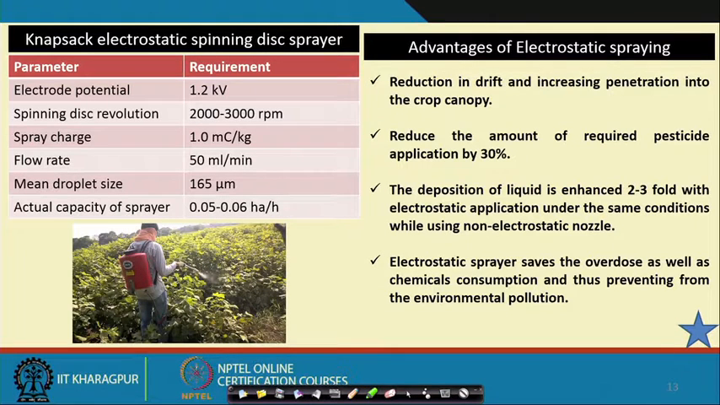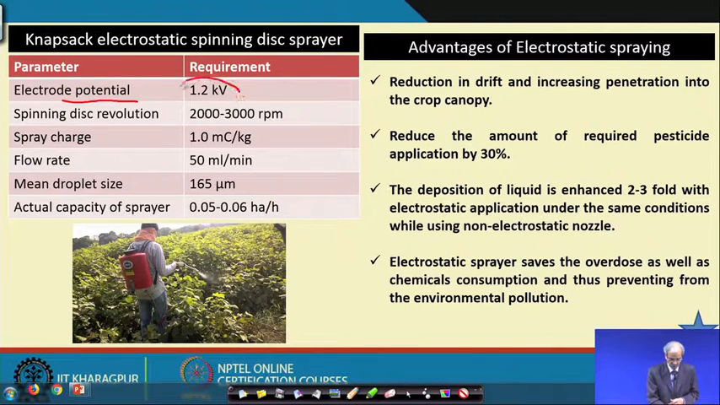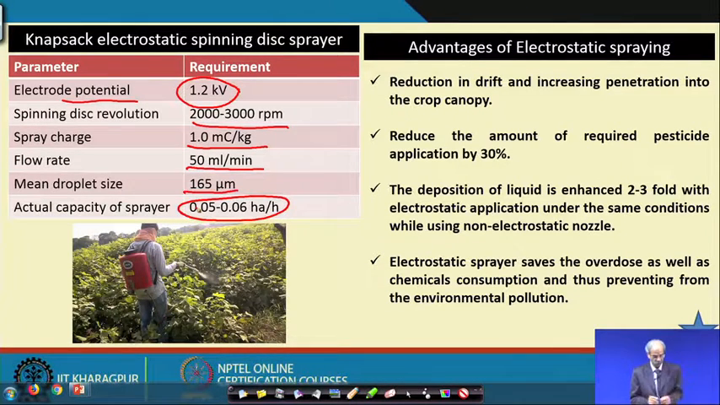Knapsack electrostatic spinning disc. Now, we wanted to explain to you the knapsack electrostatic spinning disc and the advantages of electrostatic spraying. It is worth showing you here, because then you will understand what advantages we get through a particular unit and what we do not get. See, the knapsack electrostatic spinning disc has an electrode potential of 1.2 kilovolt. The spinning disc revolution is about 2000 to 3000 rpm, with a certain spray charge in microcoulombs, and then the flow rate is 50 milliliter per minute, the mean droplet size is 160 micrometer, and then there is the actual capacity of the spray.